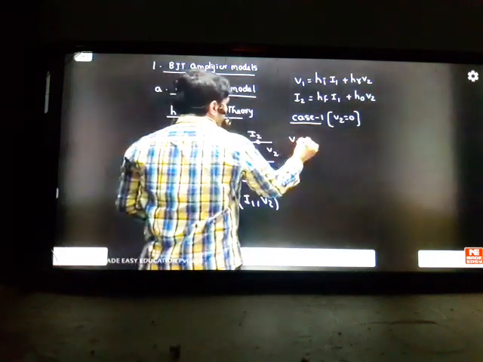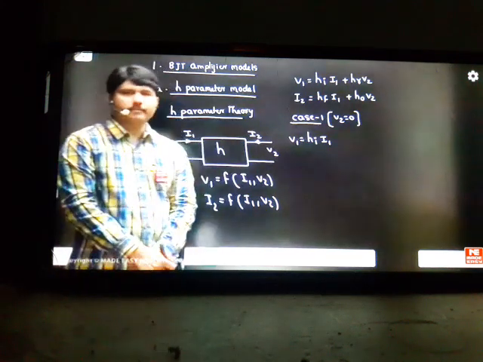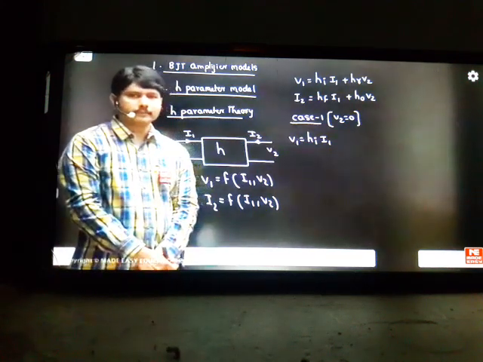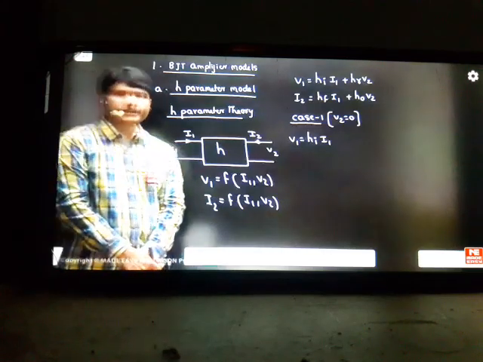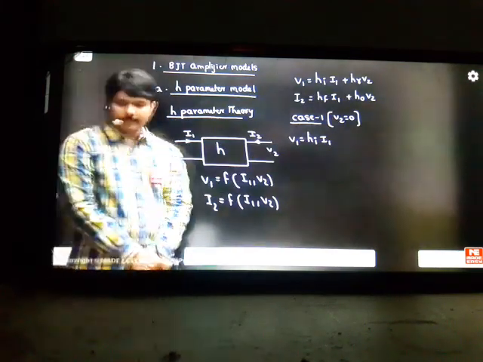So V1 will become Hi into I1. This is the first equation we'll get. V1 is equal to Hi into I1. Please note down parallel with me. I will not use more time to write today. So please note down parallel with me. They are very simple and easy from the basics of networks. So V1 is Hi into I1. You listen and write down.